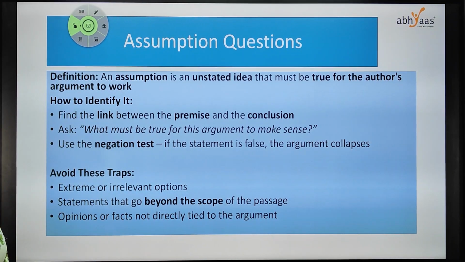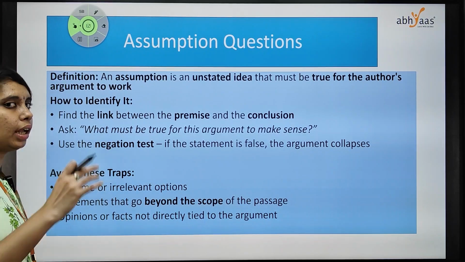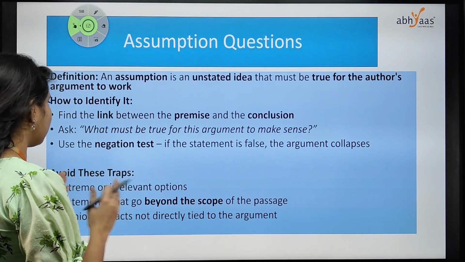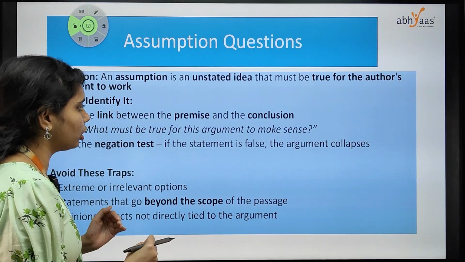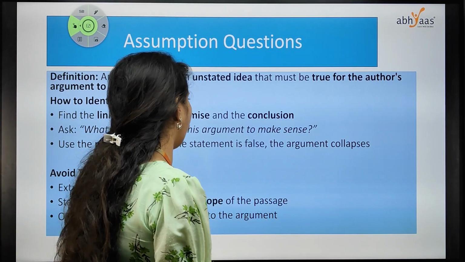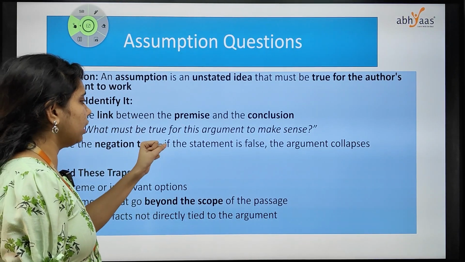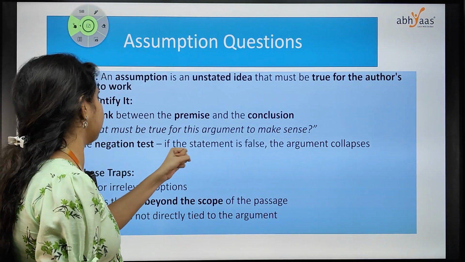So how would you identify it? You will generally find the link between the premise and the conclusion. How is he introducing and how is he concluding? So what is the link between that? What must be true for this argument to make sense? So when you're looking at the four options, this is the question that you need to ask. Which among these four would stand true for the argument to make sense?